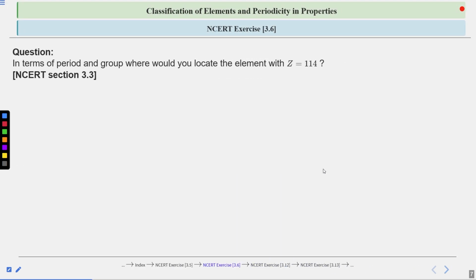Now moving on to the next question. In terms of the period and group, where would you locate the element with Z equals 114? Just try to solve it logically. I will also give you a logical, systematic way to solve it. Before that, you have some time. Just try by yourself to see which period and group the 114th element is in. Your time starts now.